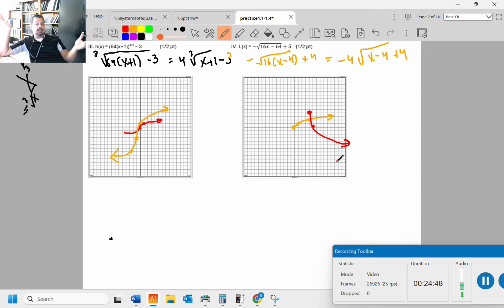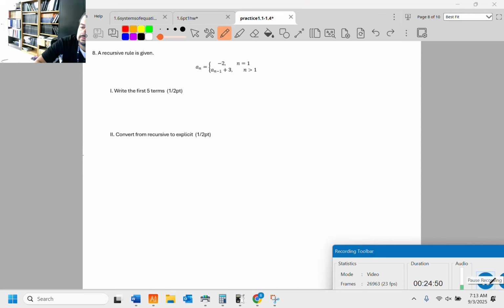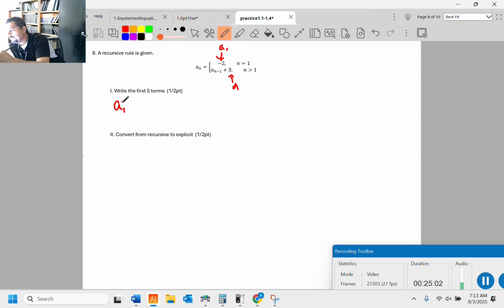Ta-da! Alright, I remember this one being really bad last year. Recursive rule is given. Write the first 5 terms. Well, this is the first term, and this is the difference. So the first term is actually given to you. It's -2. The second term is to take the previous term, because that's what that means, and add 3. And that's going to give you 1. And the pattern here is simply add 3. So 1 plus 3 is 4. 4 plus 3 is 7. 7 plus 3 is 10.